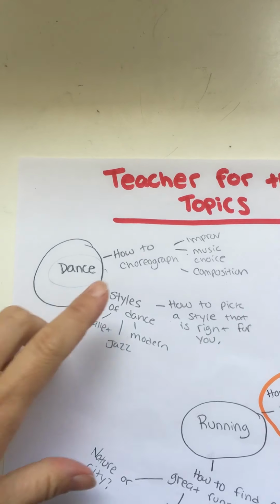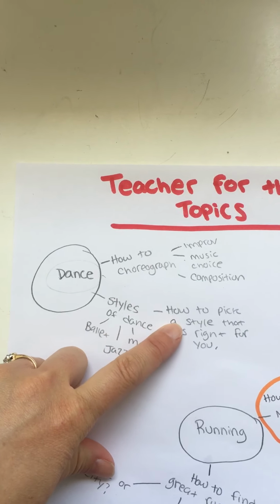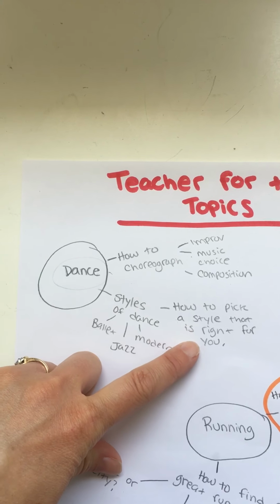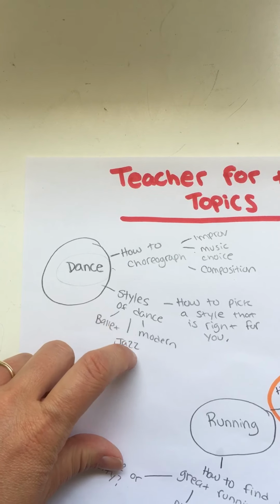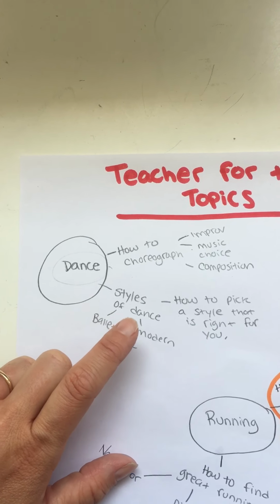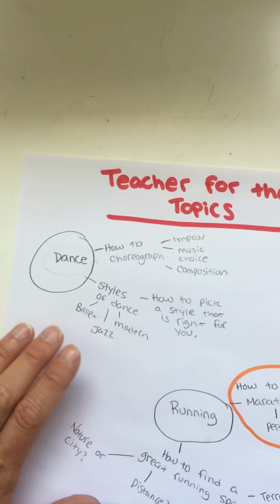But then I thought, what's the how-to there? What would the how-to be? So then I realized, I can pick how to pick a style that is right for you. That would be my how-to topic. And I would cover ballet, jazz, and modern in that lesson. So I did that for dance.